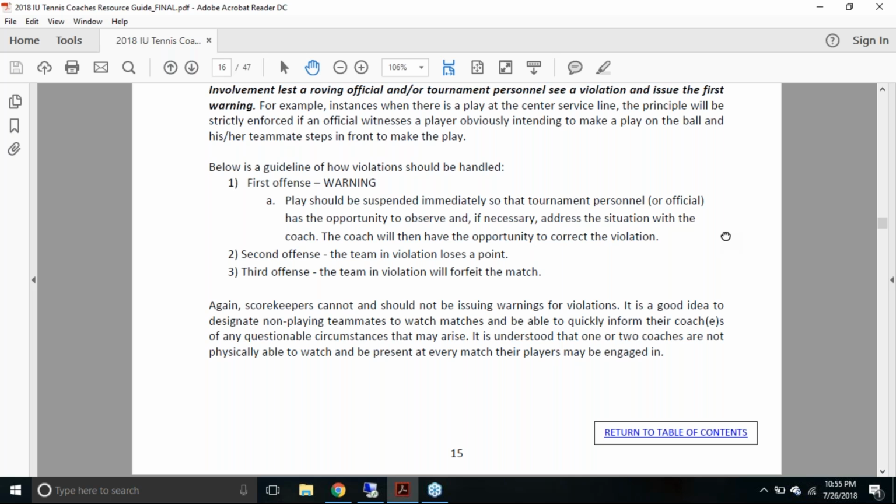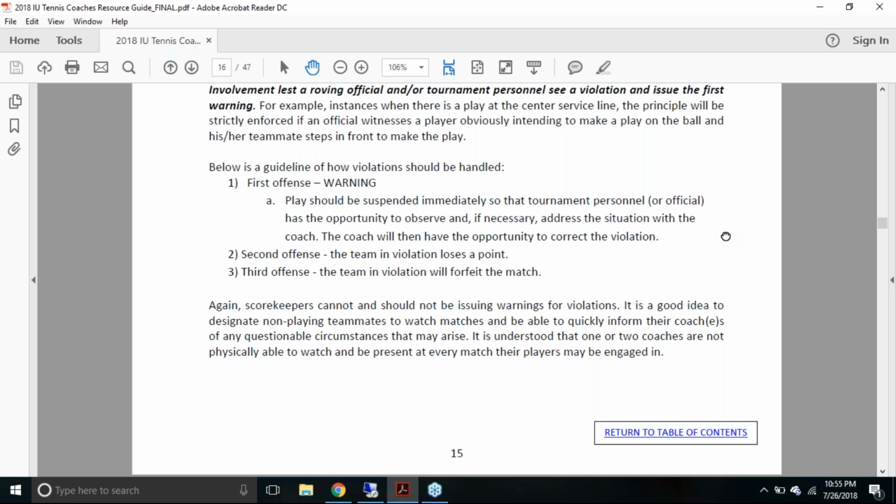This bullet point, that play should be suspended immediately so that tournament personnel have the opportunity to observe. That is, obviously, a warning would not be issued until that observation happened. No, we will not be giving out warnings blindly. The coach will then have the opportunity to correct a violation if a warning is given.